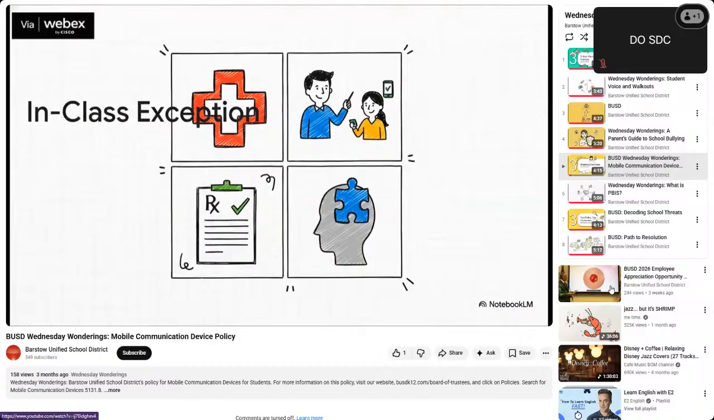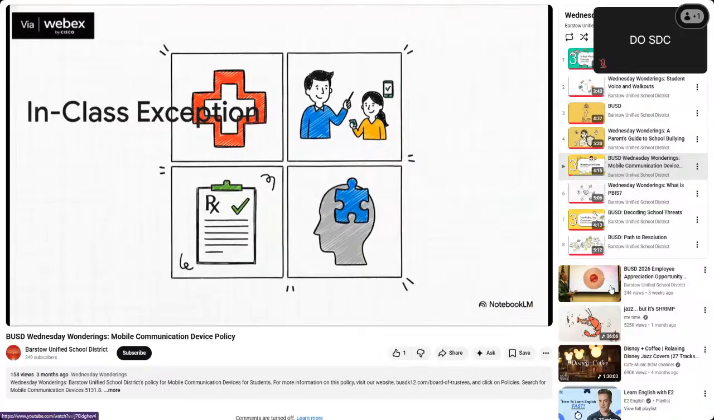Now, what about during class time? Well, the policy lists four very clear situations where it's okay. First, in a real emergency. Second, if a teacher gives you direct permission, maybe for a specific lesson. Third, if you have a medical need that's documented by a doctor. And finally, if it's required as part of a student's individualized education program, or IEP.